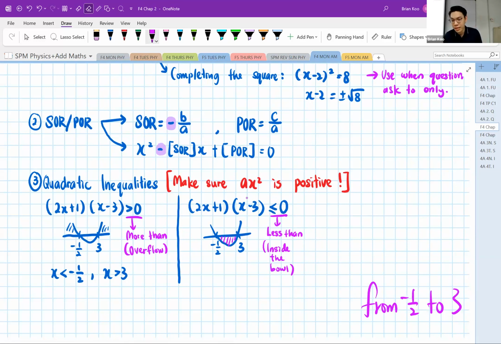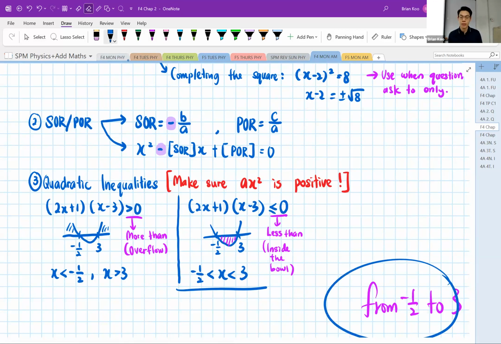How do we write it out in maths? The sandwich one, remember? Sandwich. That literally means this. Get comfortable seeing that. You're going to see this a lot in your whole maths. That means from -1/2 until 3. But if you see a less than or equal sign, you also add an equal sign for your answer. If you don't have, then you don't add.